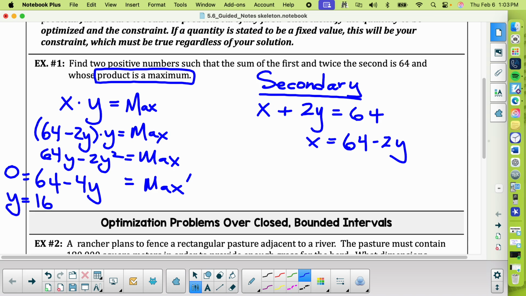Okay, now, 16 is our only critical number, and that means we need to figure out if 16 is a max or a min. There are actually two ways to do this. I only taught you one so far.